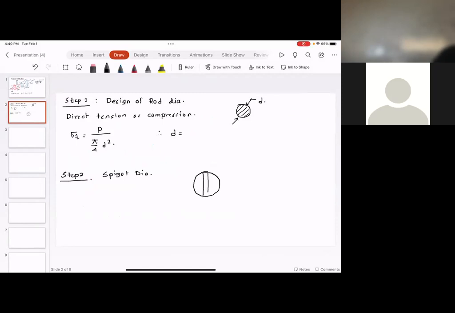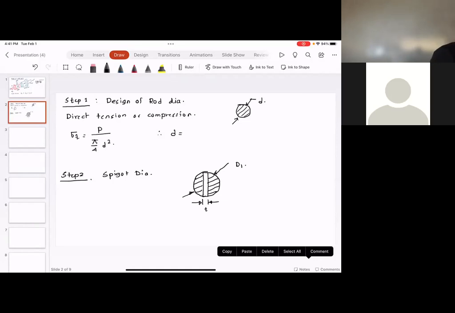this is the cross section that is supporting the load. And as you can see, there is this hole. This is the thickness of the quarter, T, and this diameter is D1.